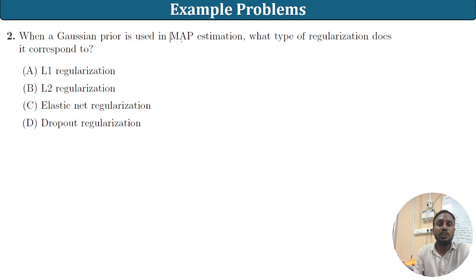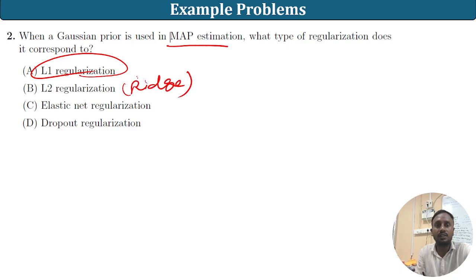When a Gaussian prior is used for MAP estimation, what type of regression is it? It's actually ridge. This one is lasso. So ridge, L2.